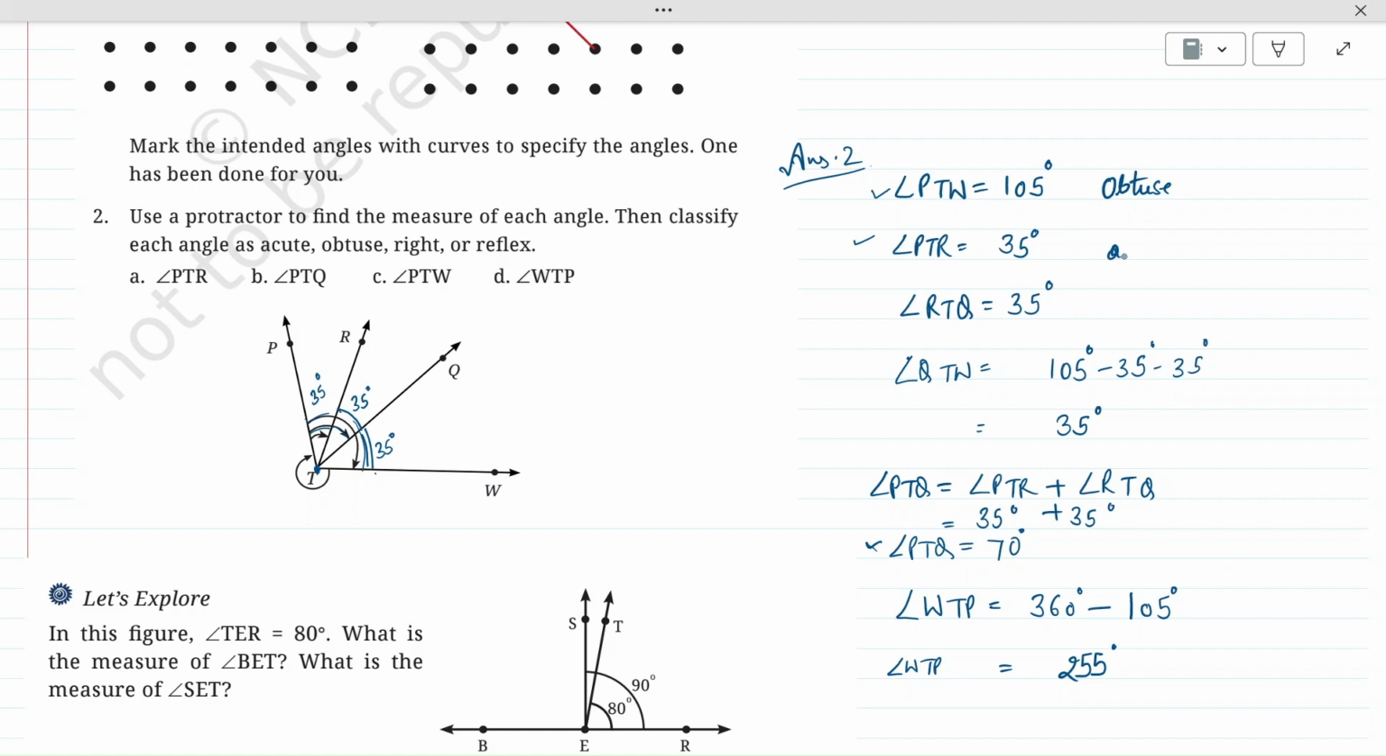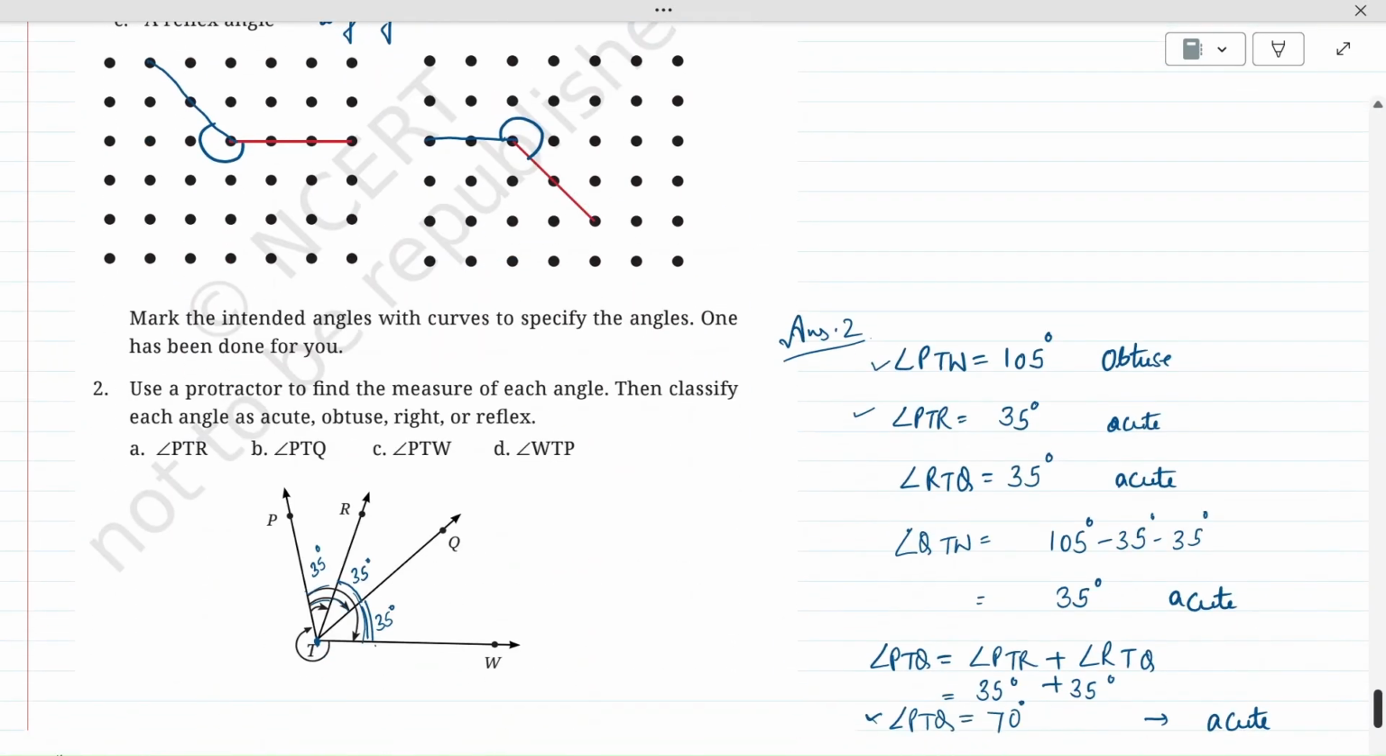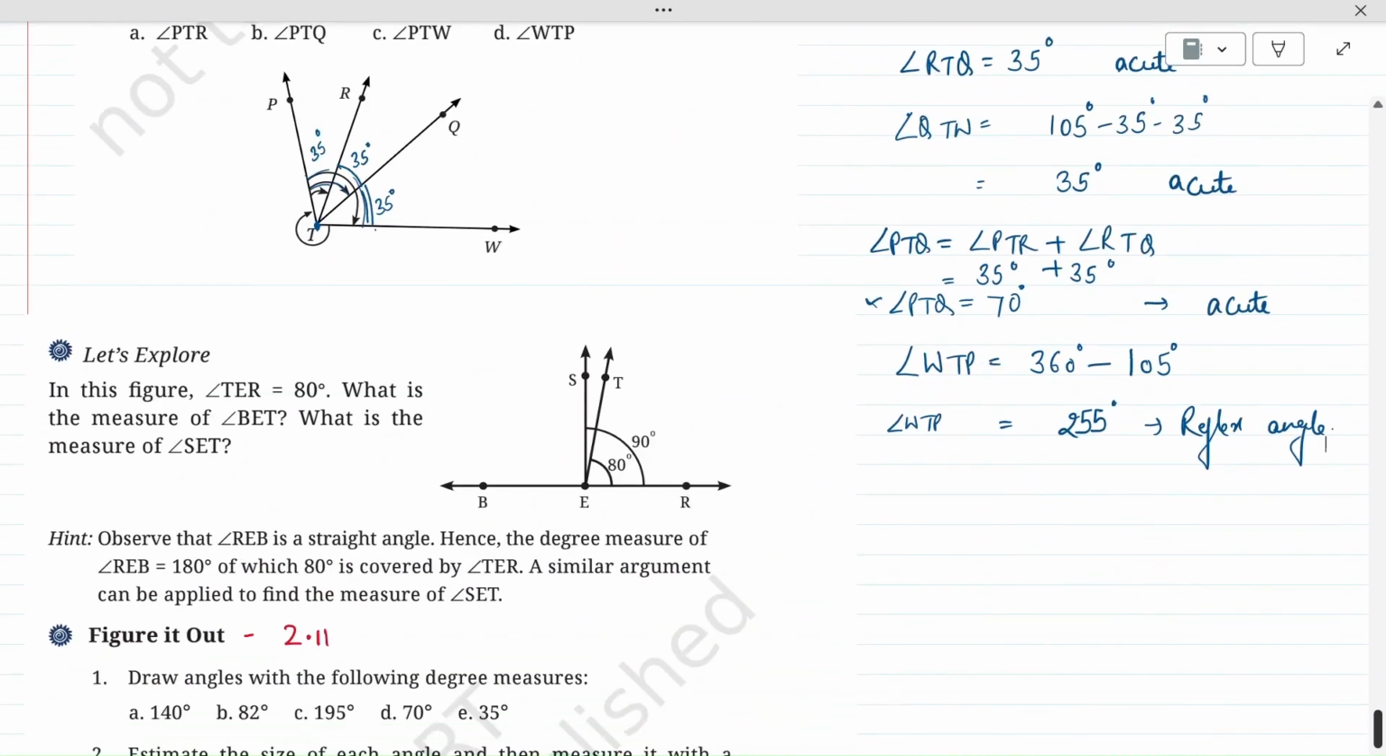PTR is an acute angle. This one is also an acute angle. 35 is again less than 90, acute angle. 70 is again less than 90, acute angle. And WTP is greater than 180 and less than 360, so it is a reflex angle. This one is a reflex angle. So this is the end of the figure it out first of this chapter.